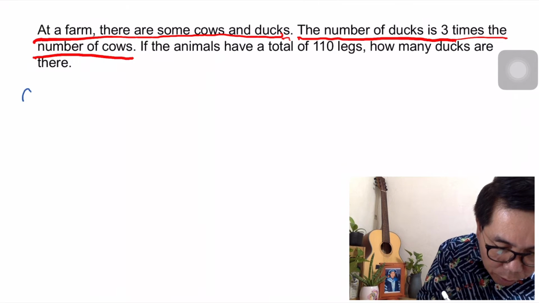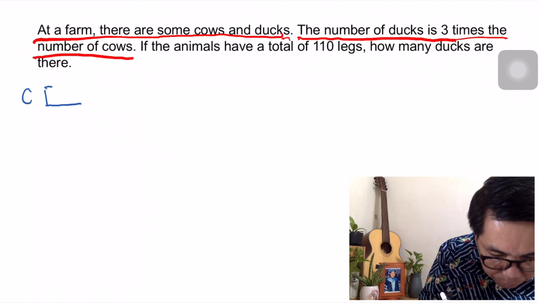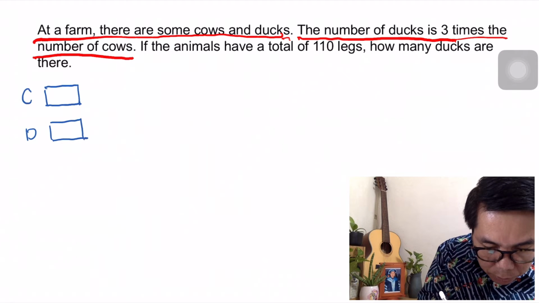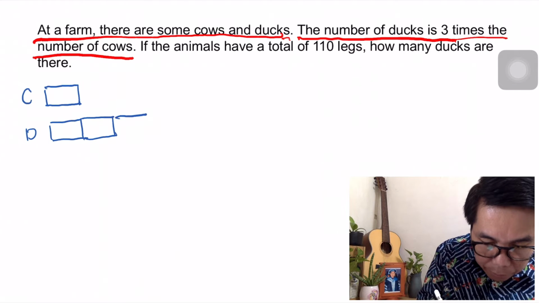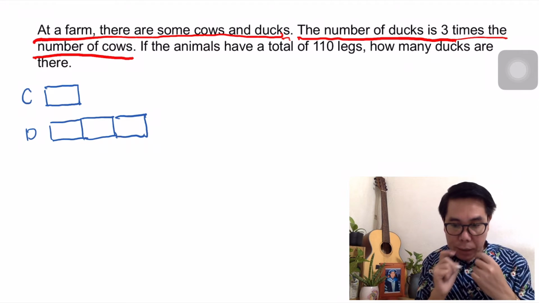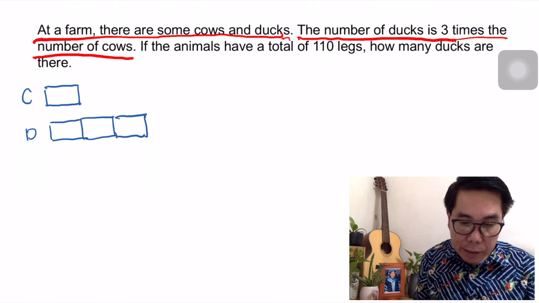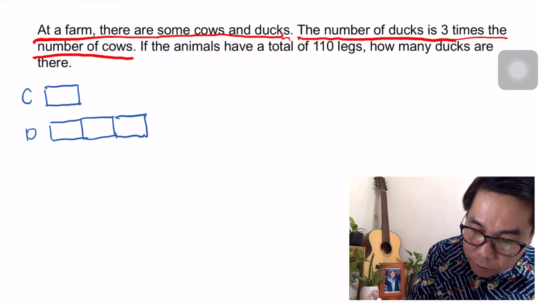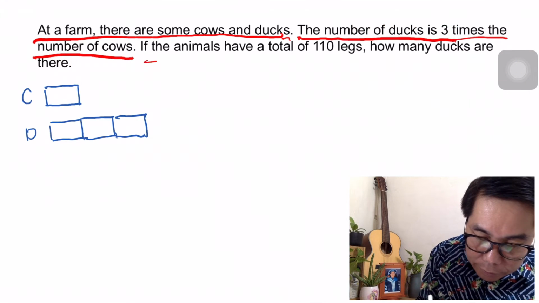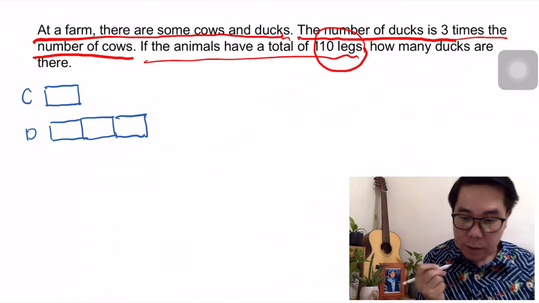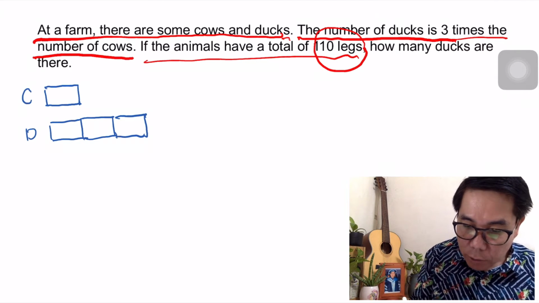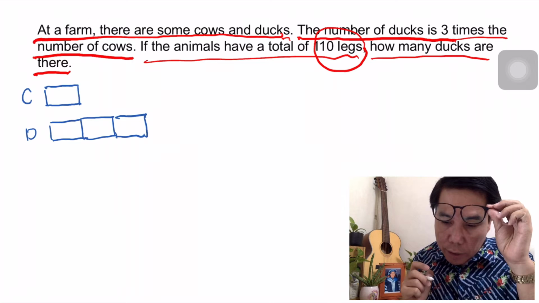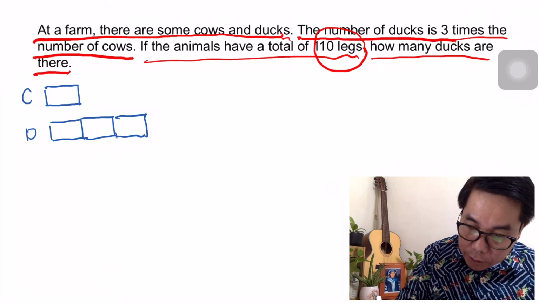So I'll draw the cow, 1 unit. And then for the duck, three times. 1, 2, 3. Now, if the animals have a total of 110 legs, so there are 110 legs. I'm going to encircle this one. How many ducks are there? So we're looking for the number of ducks. There's a question mark here.